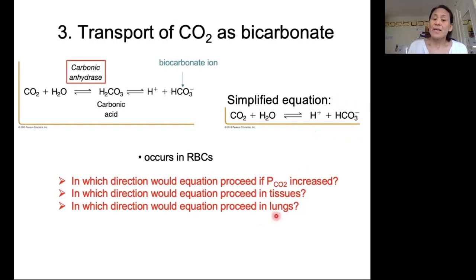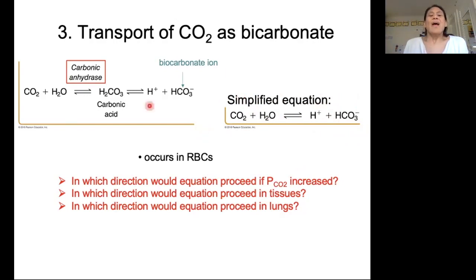In the lungs, we're going to be depleting CO2, right? As we breathe, we're removing carbon dioxide from our system. So that's going to cause our CO2 to go down. Therefore, we're going to drive the leftward reaction, which favors the formation of CO2 from hydrogen ion and bicarbonate ion. Hopefully you remember your principles of equilibrium, which all of this is based on.